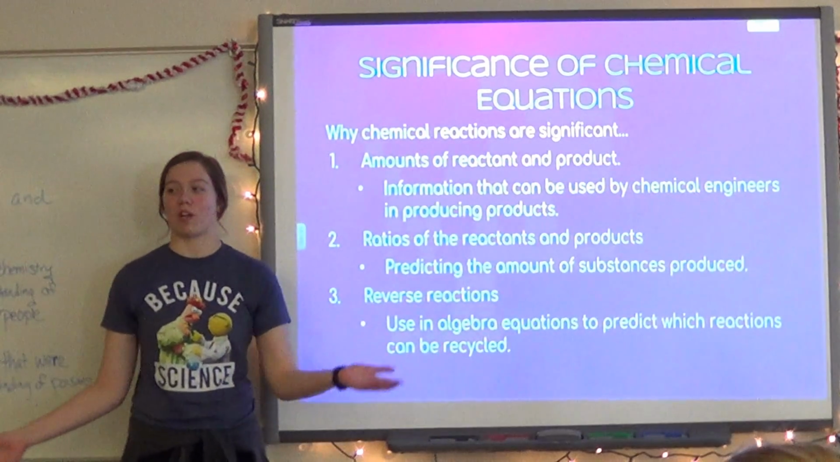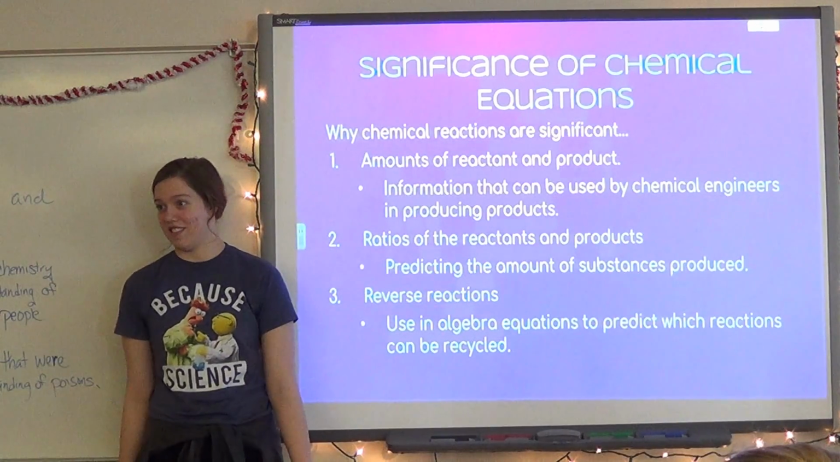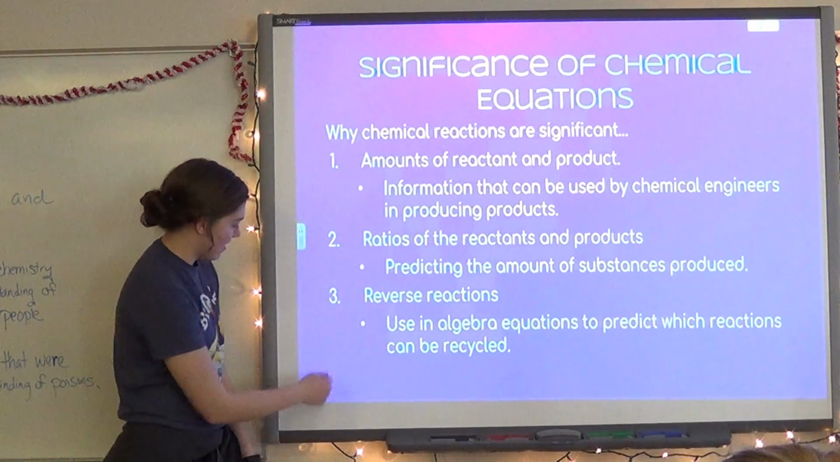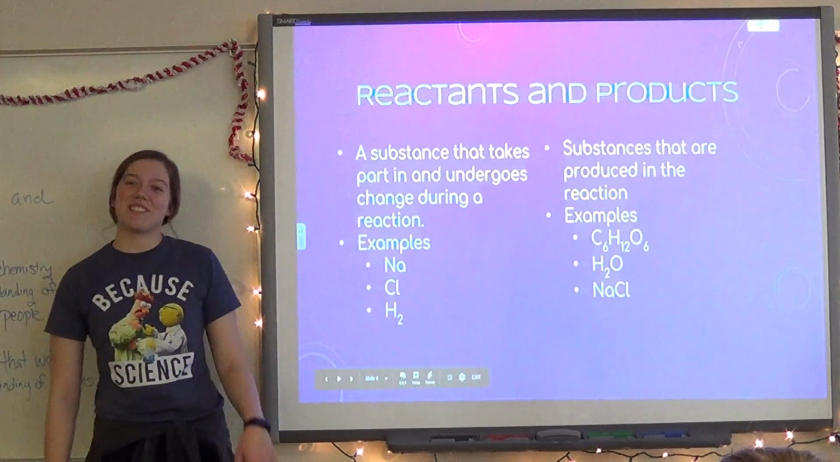Okay, then can anyone tell me what a product is? Yeah, someone right there. What you get out of two chemicals. Yes, that was a lot better than the other class. They were so confused. Reactants and products.